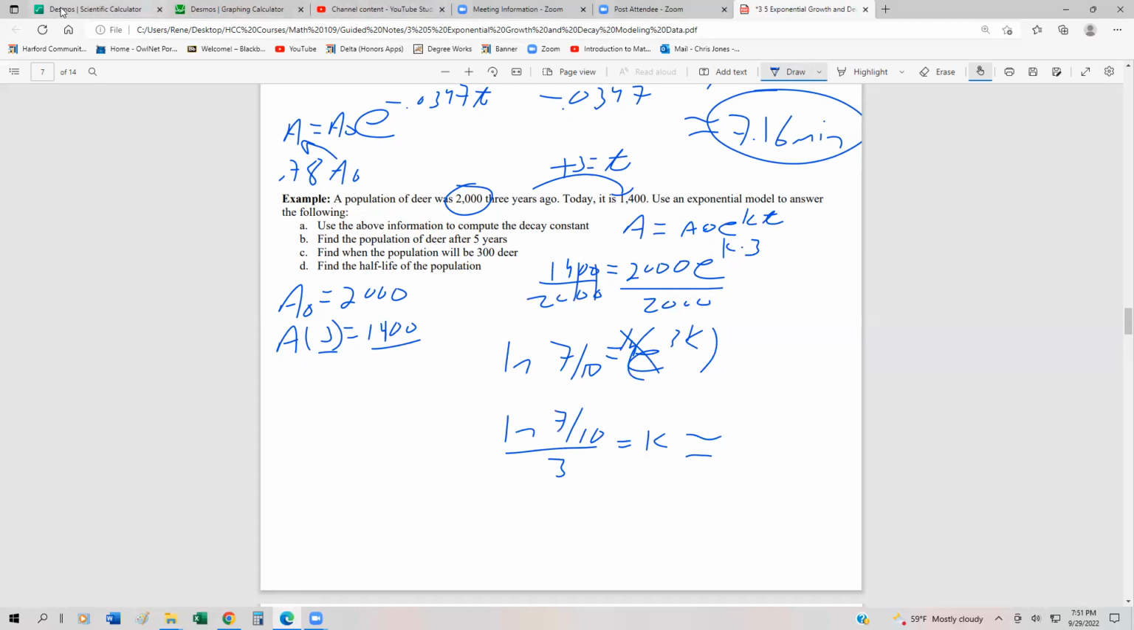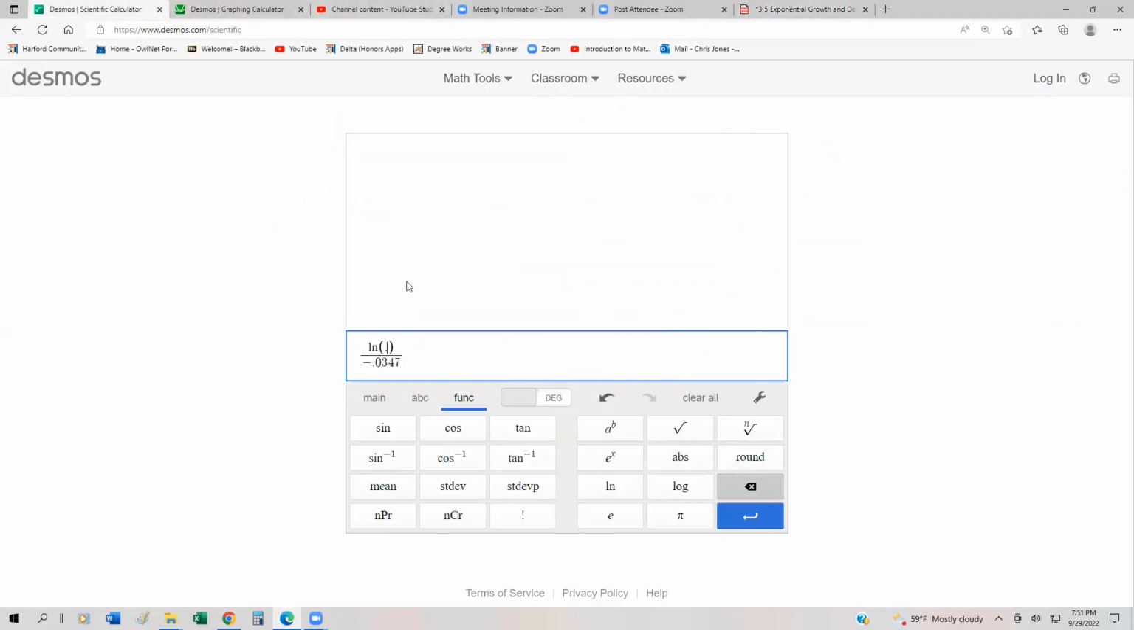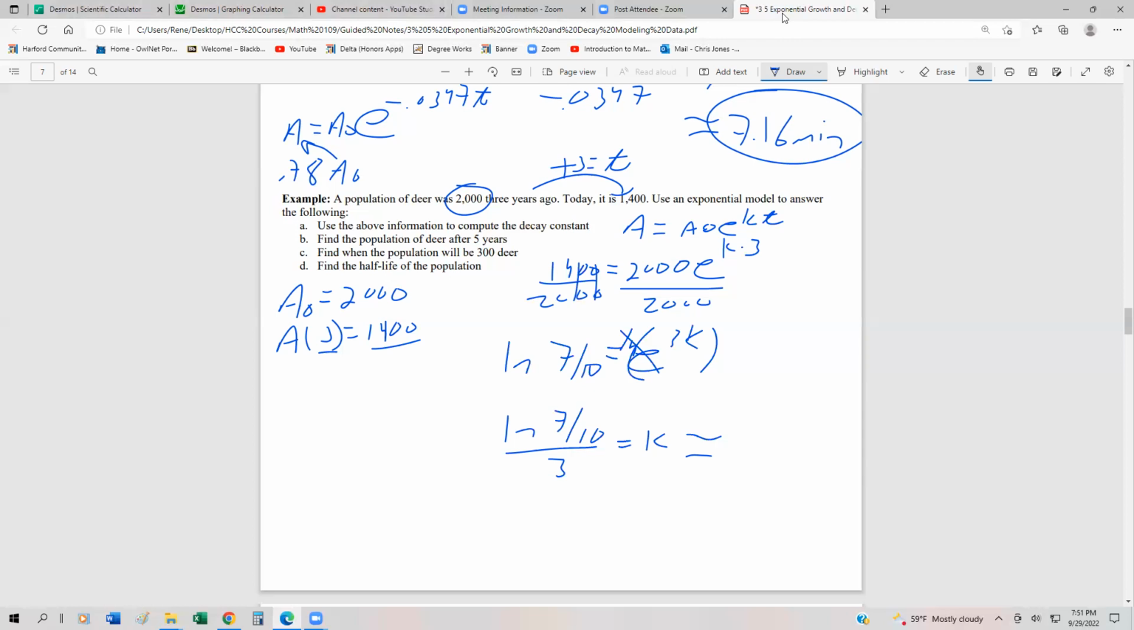Let's go ahead and divide that out on our calculator. So ln of 7 over 10 divided by 3. And that gives us 0.1189. Okay, negative. So that's going to be negative 0.1189. So that's our decay constant. And that means that now we have our model.